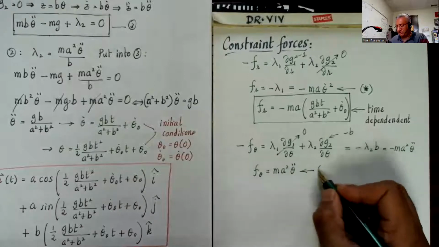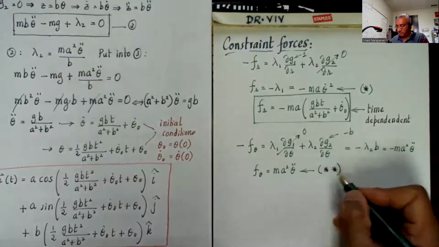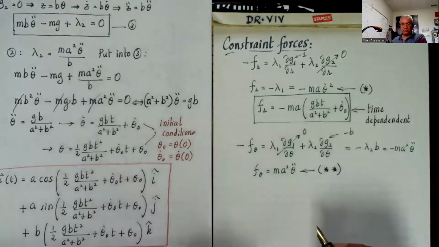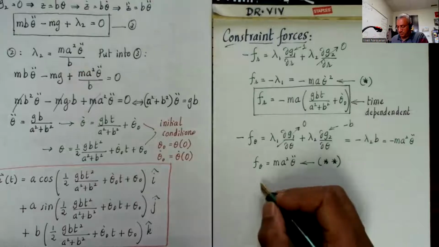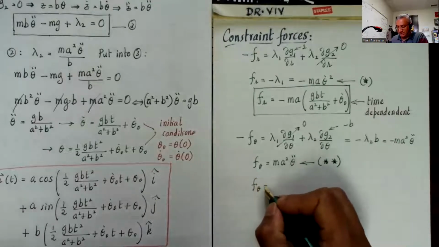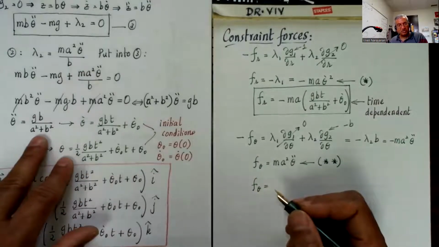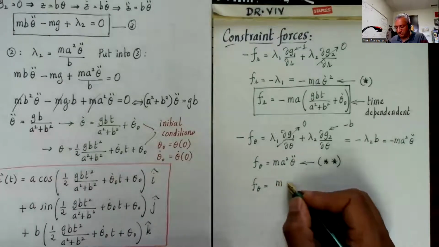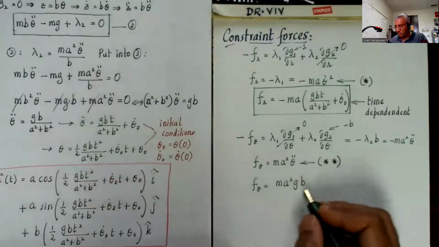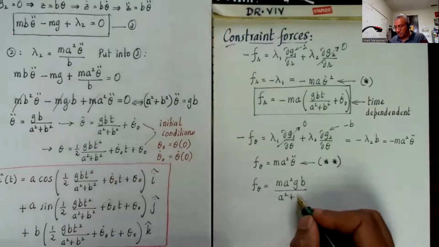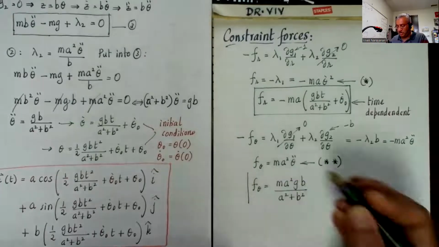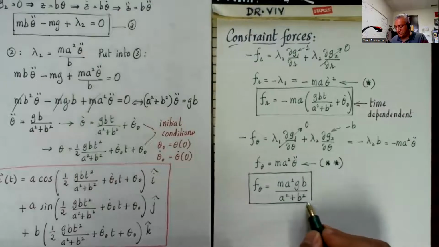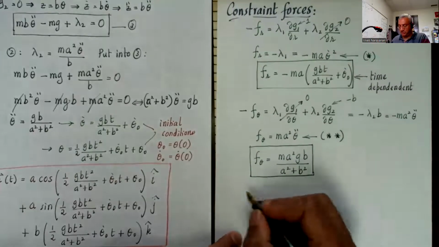I'm going to call this equation double star because this is what I'll actually be needing for the transformation from Cartesian to polar. Now let us substitute for this. Theta double dot is just that. So I'll substitute and write it as m a squared gb over a squared plus b squared. So this is not dependent on time. It's constant.